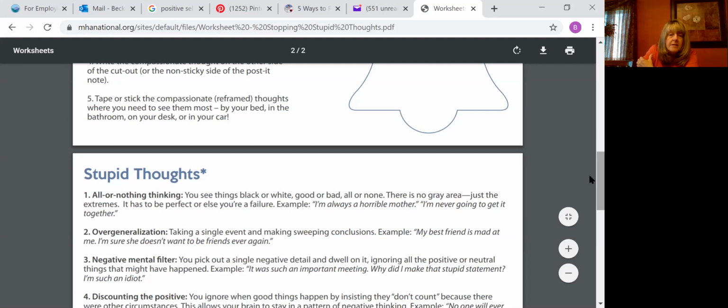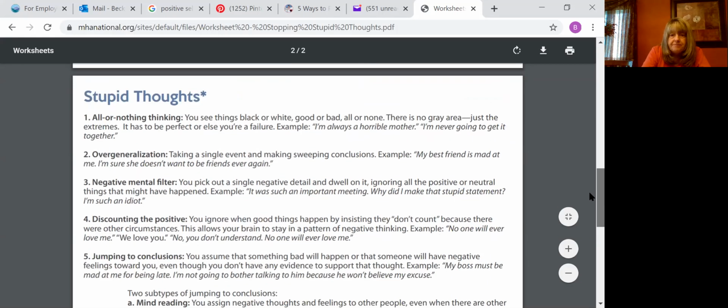The third thing is negative mental filter. You pick out a single negative detail and you dwell on it, ignoring all the positive or neutral things that might have happened. So if you were in a meeting or you're in class and you may have been participating in class the whole time, but then you say one thing that comes out wrong and you feel really stupid, like you're an idiot, and you think other people are laughing at you, and you dwell on that one thing instead of all the great comments and input you had for the rest of the class.